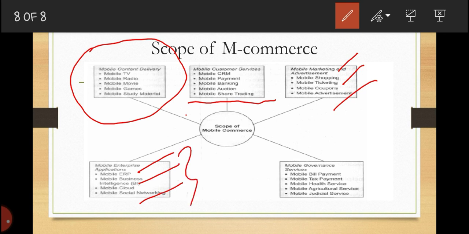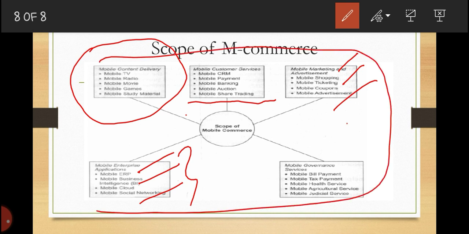So the scope of mobile commerce extends to so many areas. We have mobile bill payment. We can even do tax payment online. Health services can be done using mobile phones. Agricultural services, and even judicial services, can also be done online. So this scope of mobile commerce extends what we talked about regarding the applications of mobile commerce.